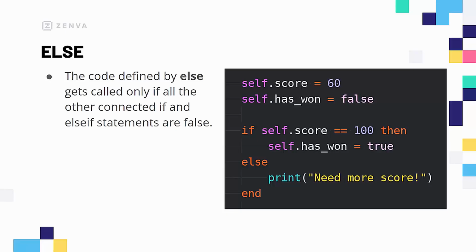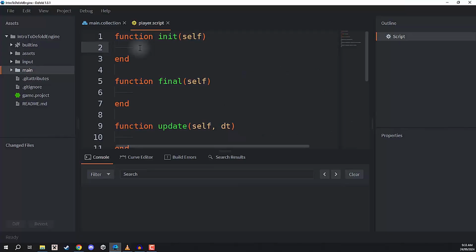So here we are checking to see if our score is equal to 100, and if so, we are setting our has1 variable to true. Otherwise, if that is not the case, then we are going to print need more score. So let's hop over into Defold now and have a look at how we can set this up. Okay, so let's start by creating a variable.